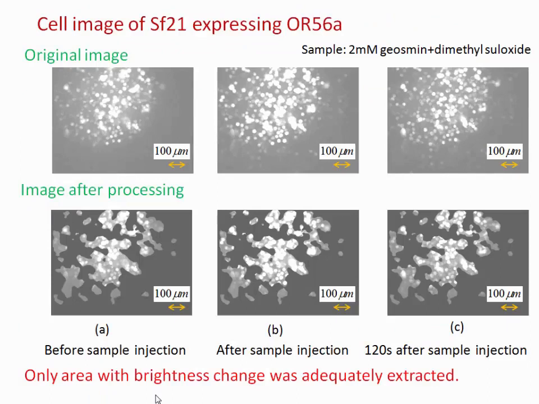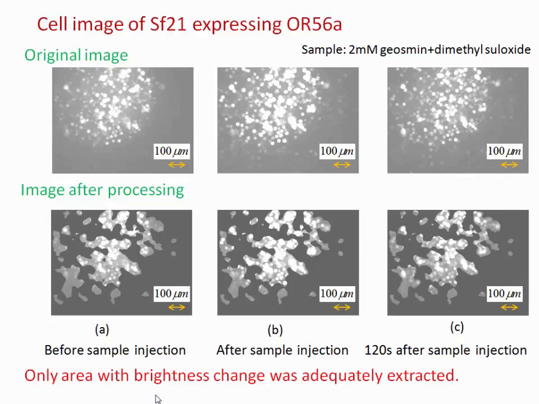And this one is a cell image of SF21 expressing OR56A. As I told you, OR56A is specific to geosmin. Geosmin is a kind of mold smell. And here is the sample, this is the original image, and this is the image after processing. And A, B, C, so three figures. This one is before sample injection, this one is just after sample injection, and this one is 120 seconds after sample injection. And so we obtain a grayscale image here, and this one is the original image here.